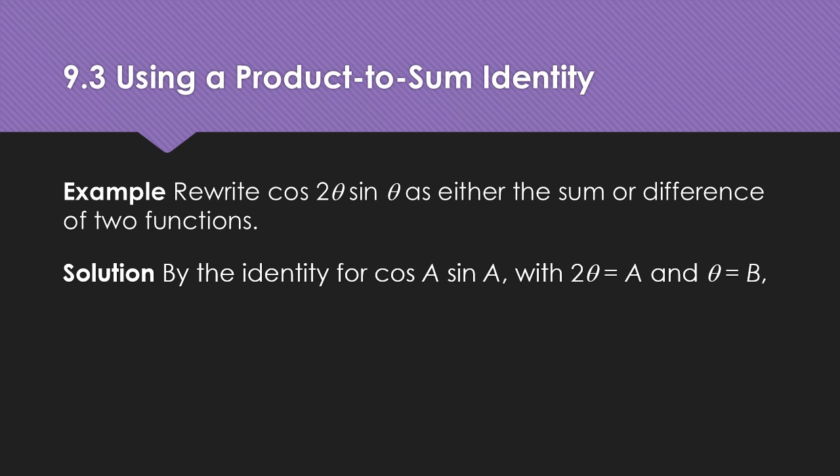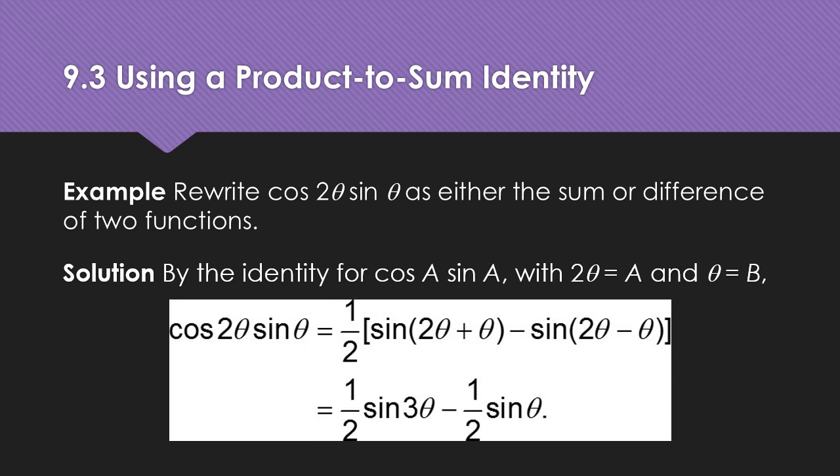Okay, so we're going to use the identity for cosine A times sine B. 2 theta will be A and theta will be B. So substituting that in, we get what you have here, and our final answer is 1/2 sine of 3 theta minus 1/2 sine of theta.